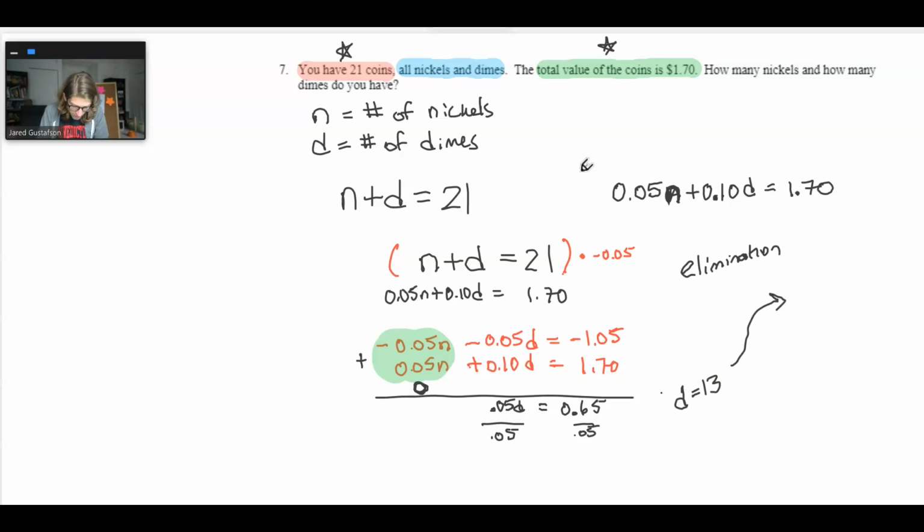Plug it back into one of the equations. I'm going to choose the first one, that's easier. N plus D equals 21. N plus 13 equals 21 because we replaced D with 13. N equals 8, so we have 8 nickels and 13 dimes.